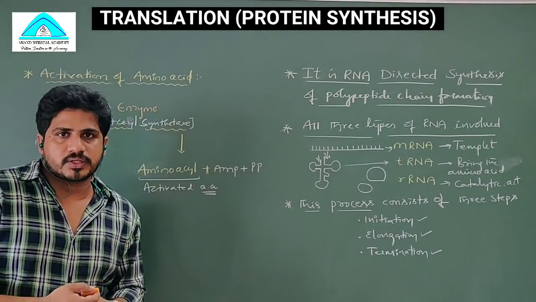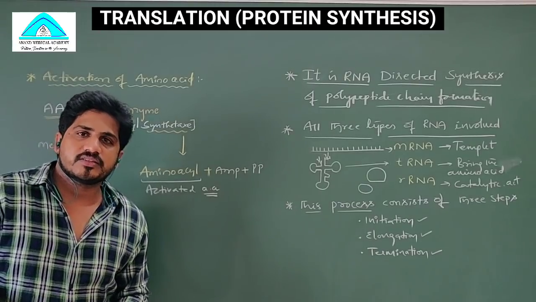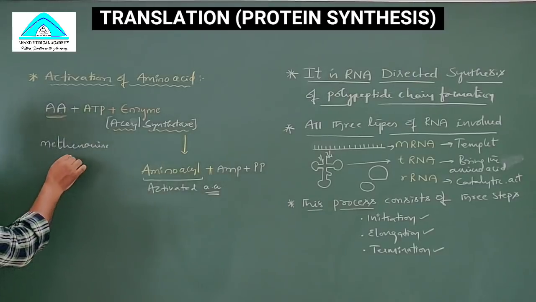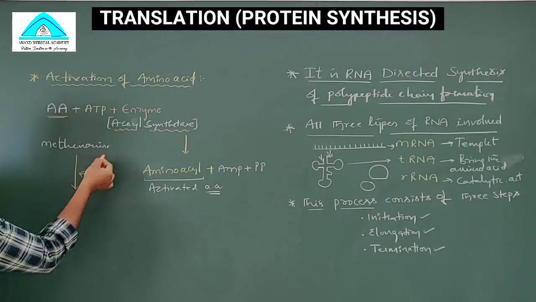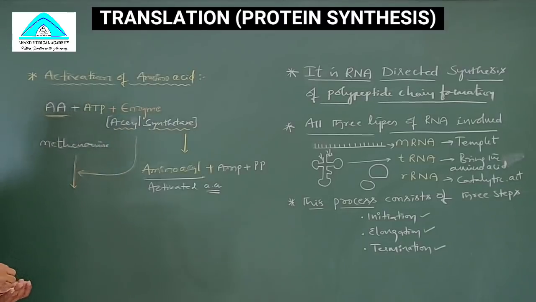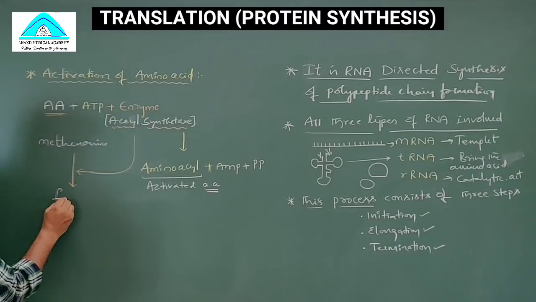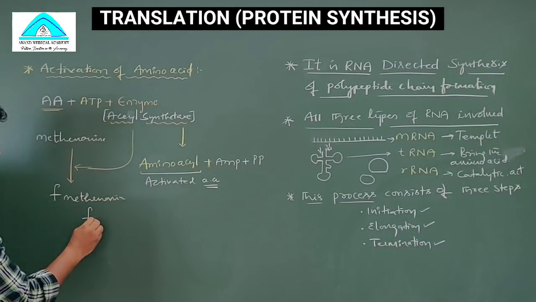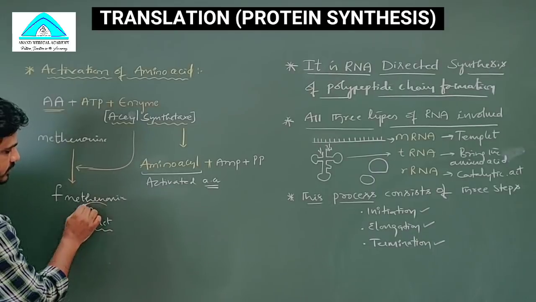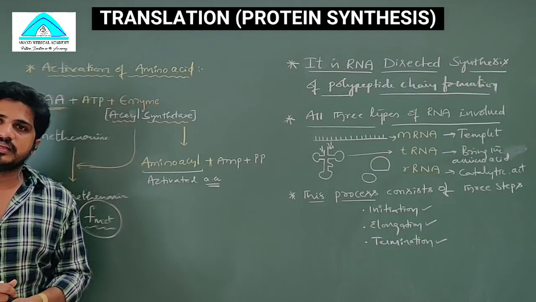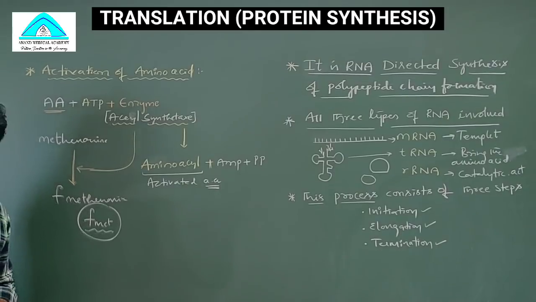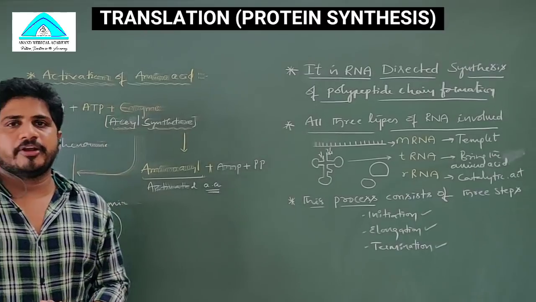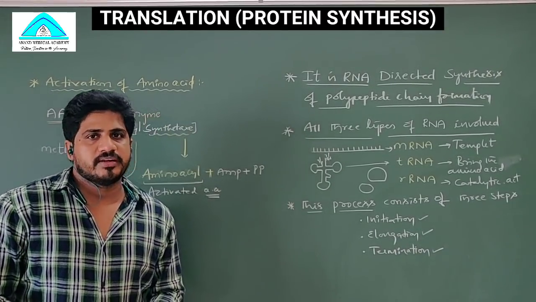You know very well the very first codon of mRNA should be AUG. It is called the starting codon. So AUG declares which amino acid? Methionine. If methionine is activated by the same process, with the enzyme aminoacyl synthetase, then methionine will become formyl methionine, in short form called fMet. For any protein synthesis, the very first amino acid is methionine, and its activated form is formyl methionine, the very first amino acid to initiate the process of translation.